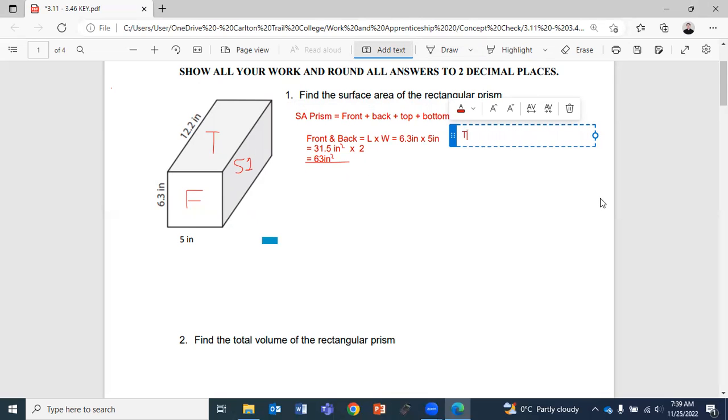So now what I want to do is the top and bottom. Same thing. It's a rectangle, so it's length times width. The length of my top in this case is going to be 5 inches, and the width of it is going to be 12.2 inches. If I multiply that out, I'm going to end up with 61 inches squared. But I'm not done, right? Because I'm doing the top and the bottom. So 61 inches squared times 2, because there's 2 of them, equals 122 inches squared.